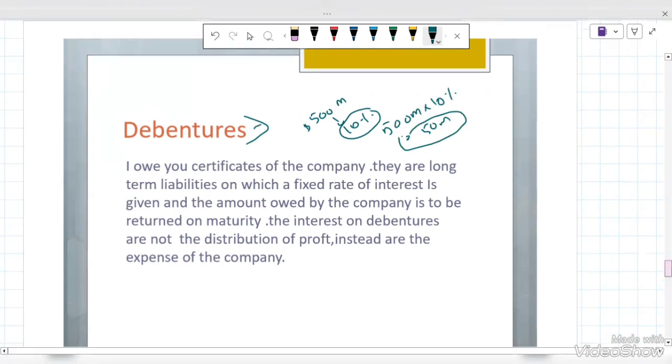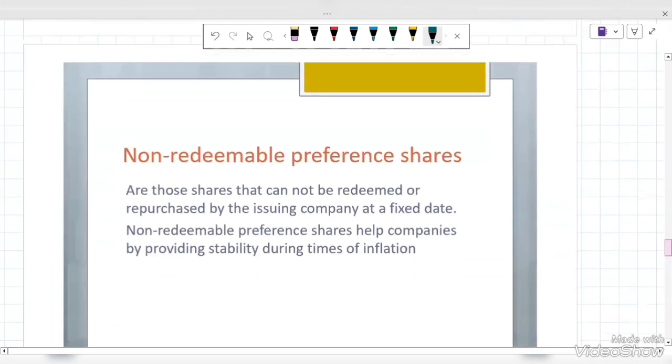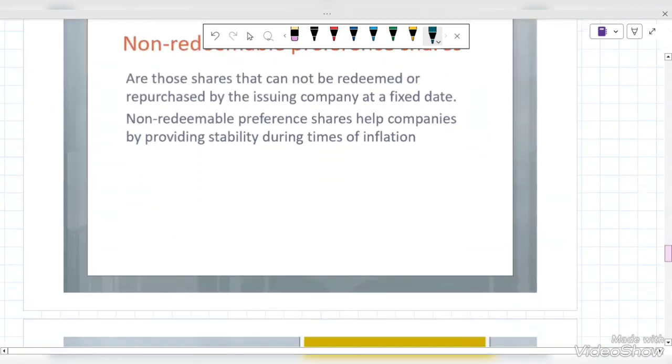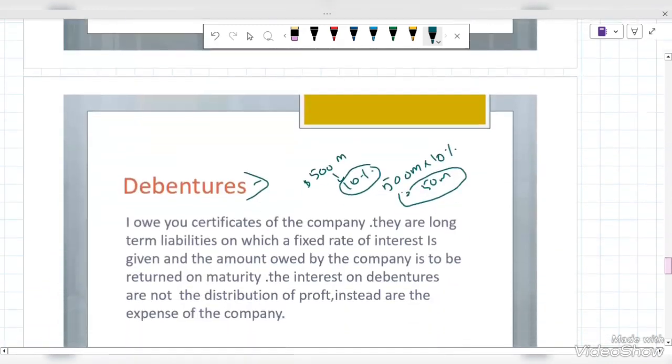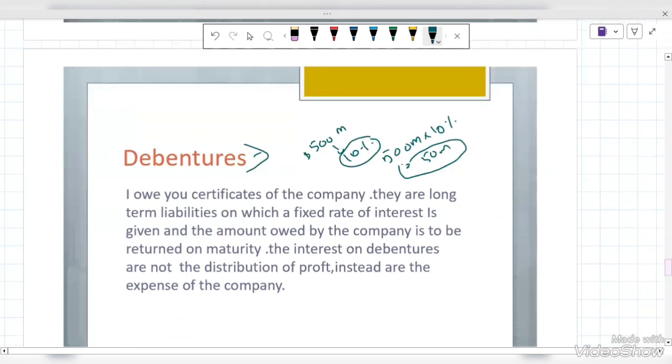Okay, so after studying the different types of shares, preference shares and ordinary shares, and there are also some kinds of preference shares, after that there is another concept, which is debentures. So debenture is simply a kind of loan.